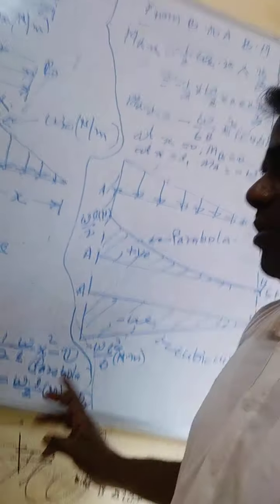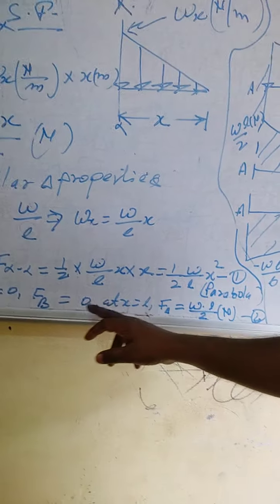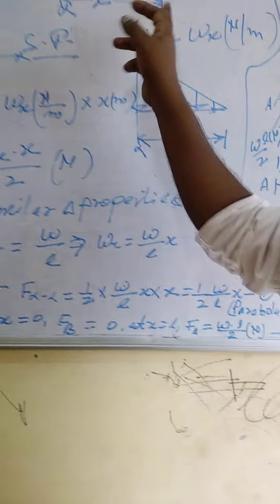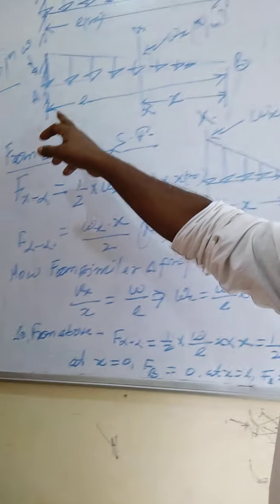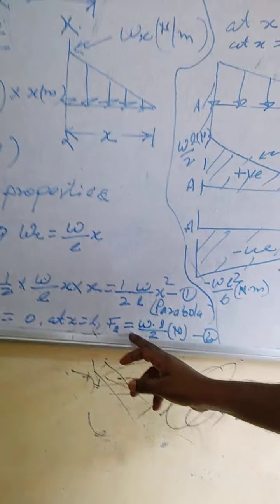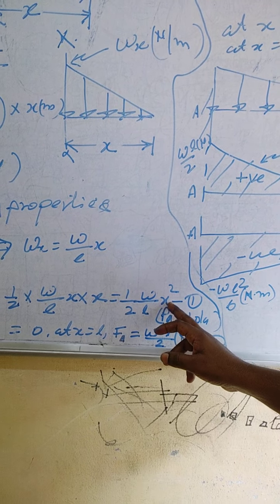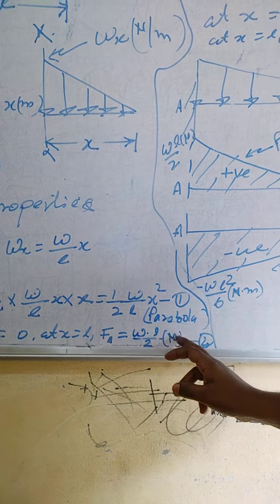We will check at the end points also. Always at x equal to 0 we will get shear force at point B, FB. We will put 0 here, we will get FB equal to 0. The other end point is A, where we put x equal to L. We will get FA equal to WL by 2 Newton.